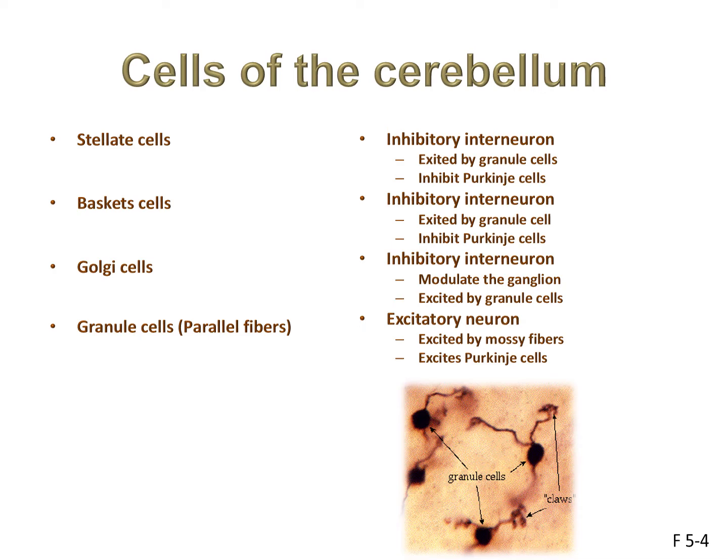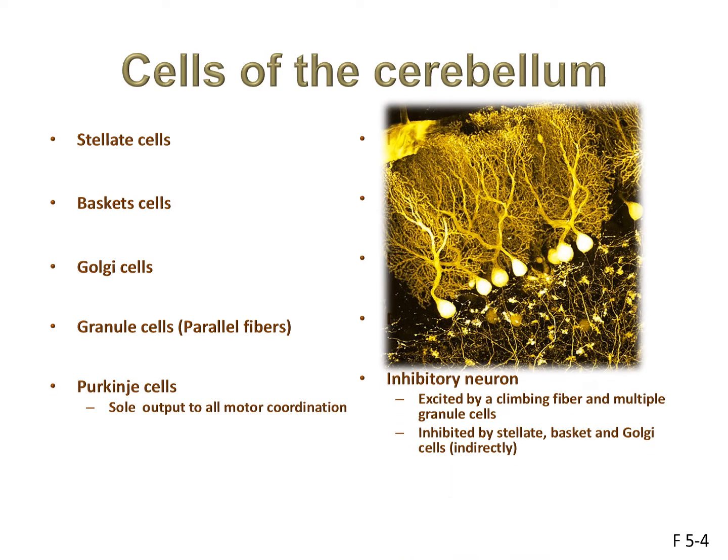Each Purkinje cell can receive as many as 200,000 synapses from parallel fibers, or axons of granule cells. The Purkinje cells, as we have mentioned above as well, are inhibitory neurons. They are excited by multiple granule cells and climbing fibers, and they are inhibited or regulated directly by the stellate and basket cells and indirectly by Golgi cells. Purkinje cells are the only output for all the processing that takes place in the cerebellum, and they send an inhibitory signal which goes to the deep cerebellar nuclei for further processing.